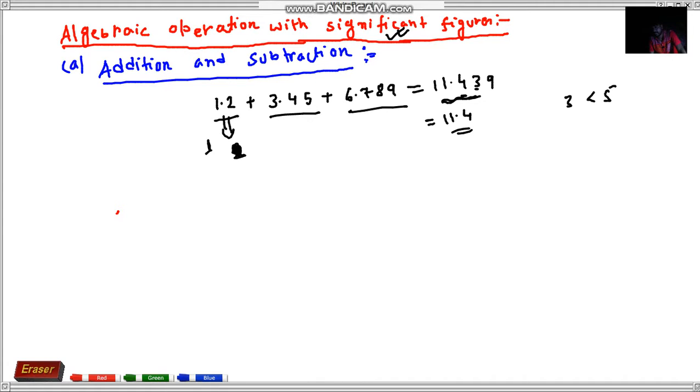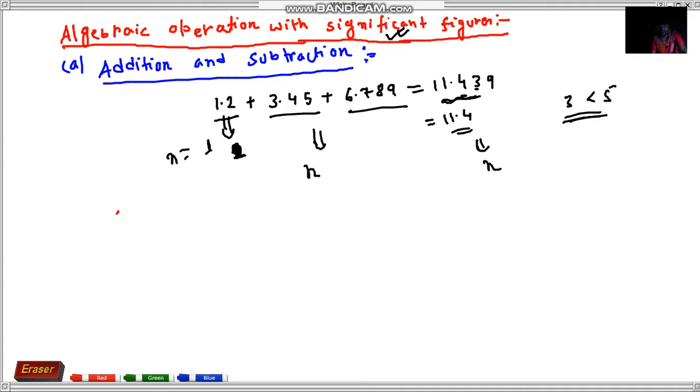Is it clear? We have to look at the least number of significant digits after the decimal. If the least number of significant digits after the decimal is n, then in the answer the number of significant digits after the decimal should be n. Here n is 1, so we round up to this 4. The cutoff digit is 4, and the digit after it is 3, which is less than 5. So according to the rule of rounding off, it will be 11.4.